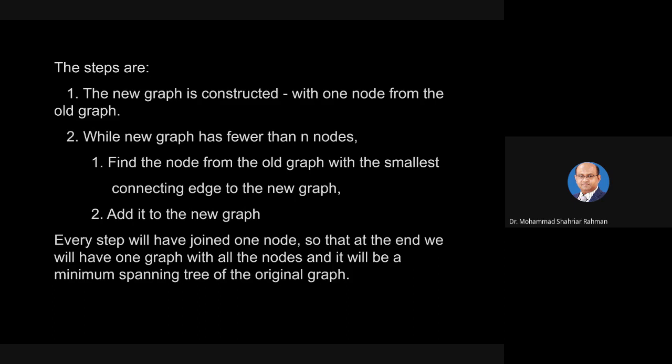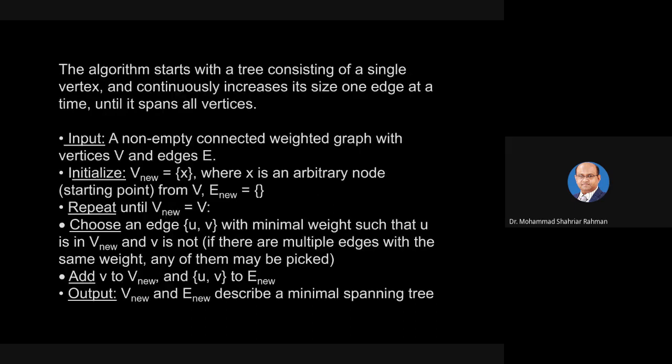While the new graph has fewer than n nodes, find the node from the old graph with the smallest connecting edge to the new graph. Add to the new graph. So every step will have joined one node, so that at the end we will have one graph with all the nodes, and it will be a minimum spanning tree of the original graph, the given graph G. তাহলে এখানে আসলে কি করা হয়?